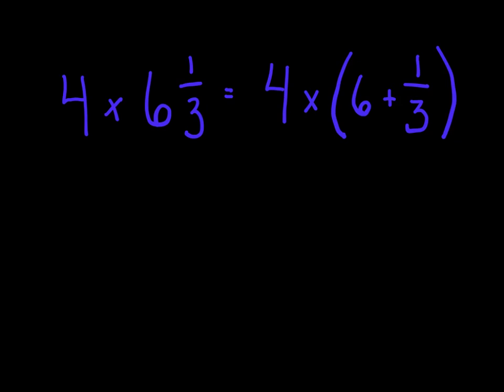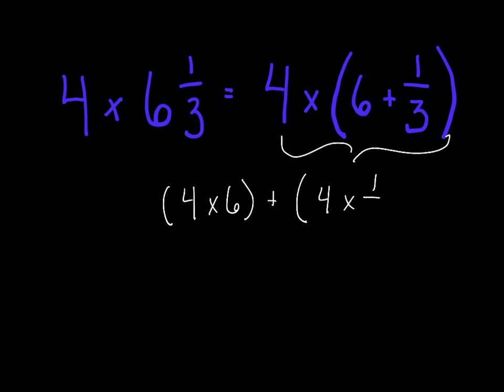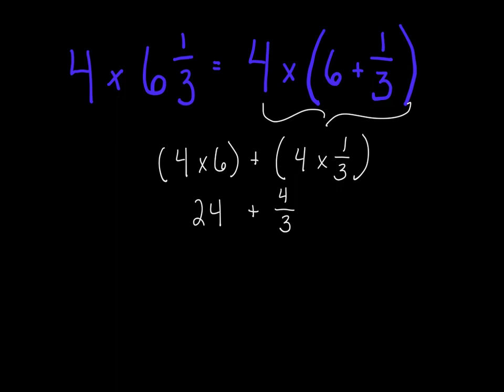All right, next one, 4 times 6 and 1/3. So if we break this up, the section right here, we are showing distributive. 4 times 6, we do 4 times 6 plus 4 times 1/3. 4 times 6 is 24. And 4 times 1/3, that would be 4/3. So now if we add them up, we're going to get 24 and 4/3.